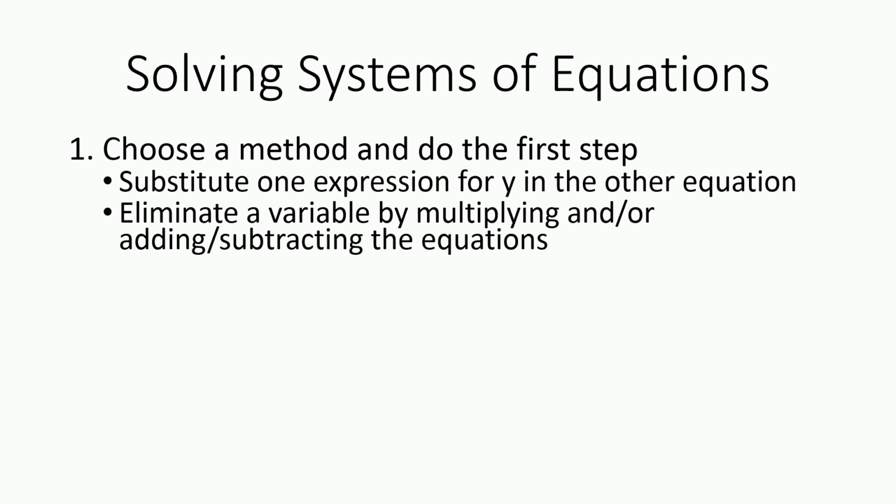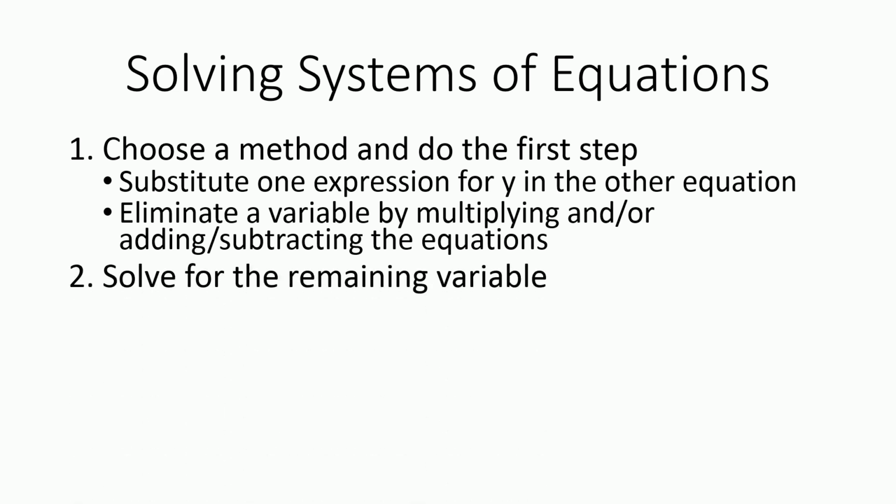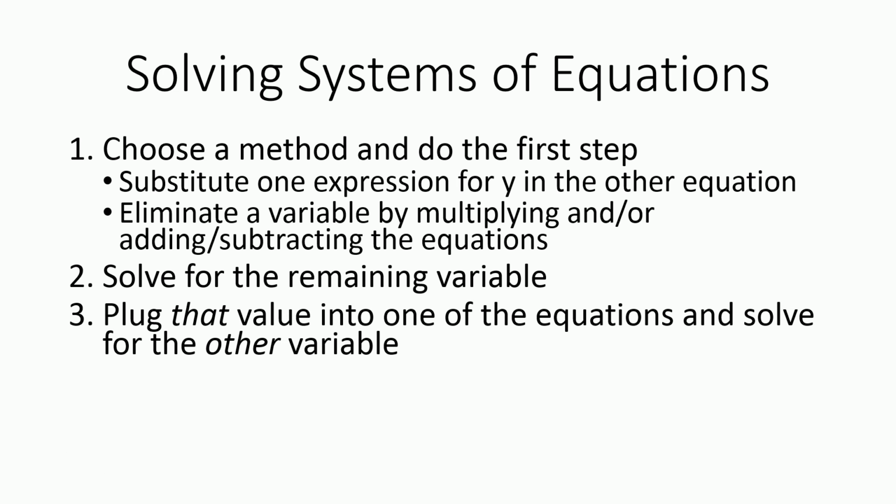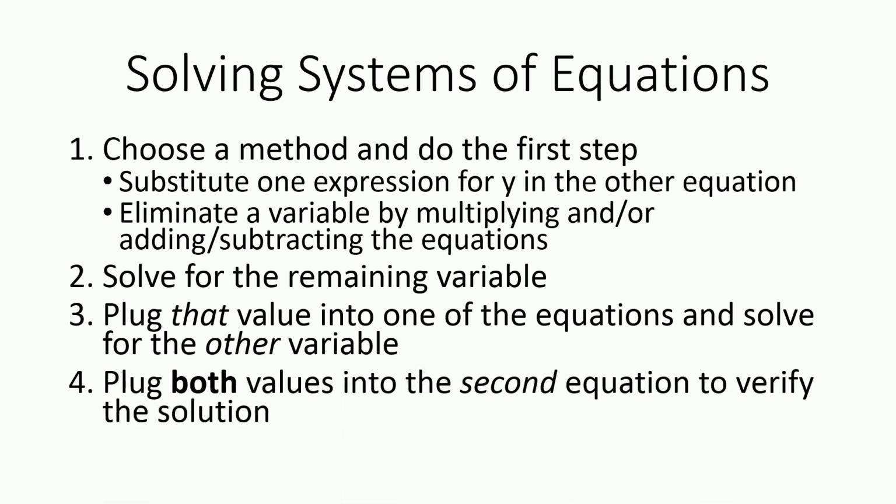So once we've done that, the rest of it is the same. We have one equation with one variable, so we solve for that variable. Once we have that value, we can take that value, plug it into one of the equations, and solve for the other variable. So if we have an equation in terms of x, we solve for x, we get the value for x, we plug it into one of the equations, get y. Once we have both values, then we plug both of them into the second equation to verify the solution. That shows that both equations have that point as a solution, and therefore it's the solution to the system.